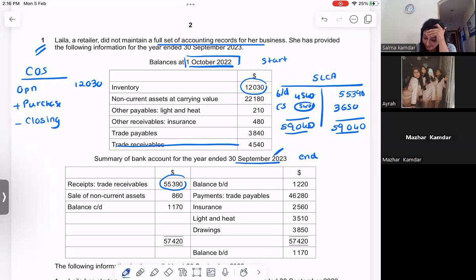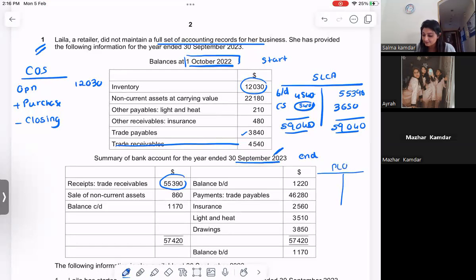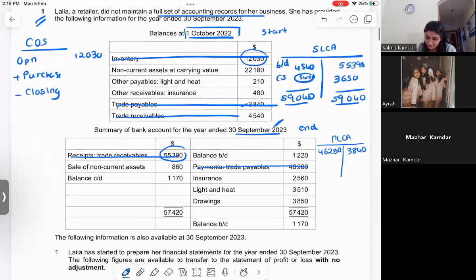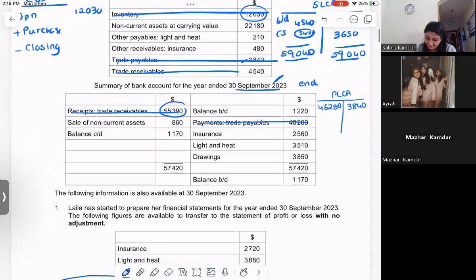Now I'm going and seeing I have trade payables opening balance. I'm just making a T account. Trade payables always has a credit balance, so I'm writing 3,840 over here. Are you with me? I have already used this information. I've also used this. Payment to trade payables will come over here on the opposite side, 46,080. I'm going ahead.